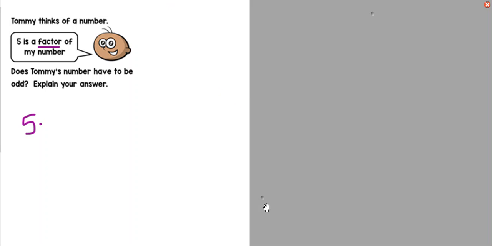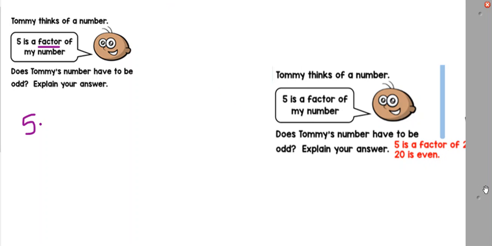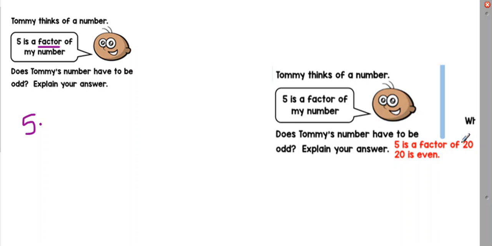Okay, then let's have a look. So 5 is a factor of 20 and 20 is even, okay? So this means that Tommy's number does not have to be odd. Well done if you got that correct. Let's move on.